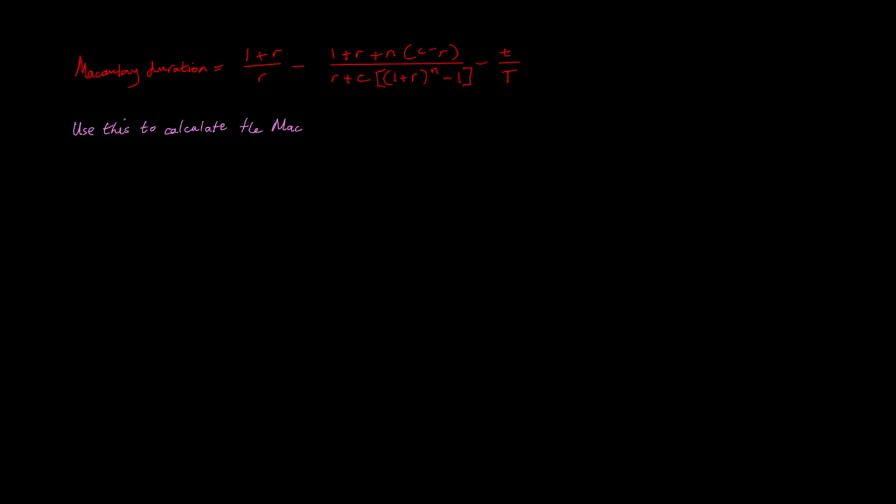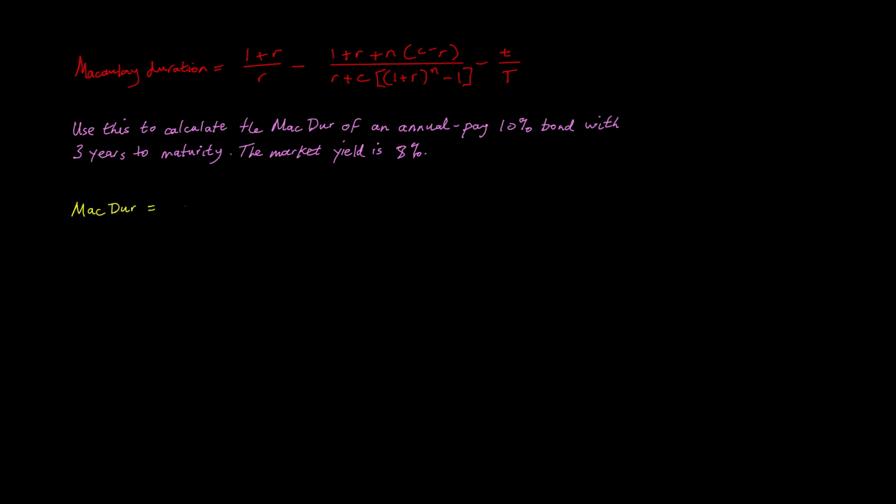We'll use the formula to calculate the Macaulay duration of an annual pay bond with a 10% coupon rate, 3 years to maturity, and a market yield of 8%. Applying the Macaulay duration formula, we substitute for R, which is the market yield of 8%. And because this is an equation, we need to remember to use decimals, not percentages. So R is 0.08, and the first term on the right-hand side of the equation is (1 plus 0.08) divided by 0.08. That's simple enough so far. What's the problem? Let's move on to the second term.